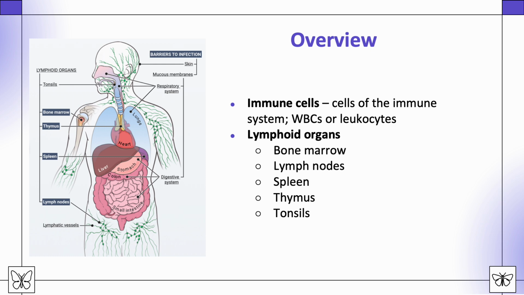The immune system also includes organs that produce or contain large numbers of immune cells. The different organs that are involved in our immune system are called lymphoid organs, and they include the following: the bone marrow, the lymph nodes, our spleen, the thymus, and tonsils.